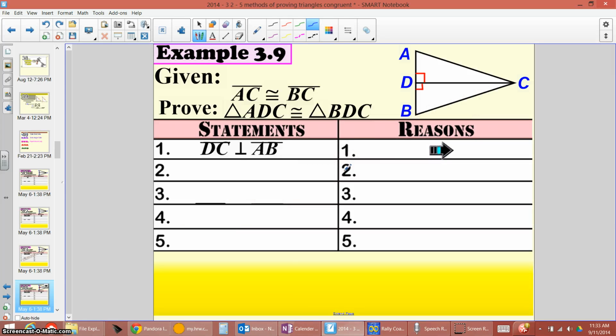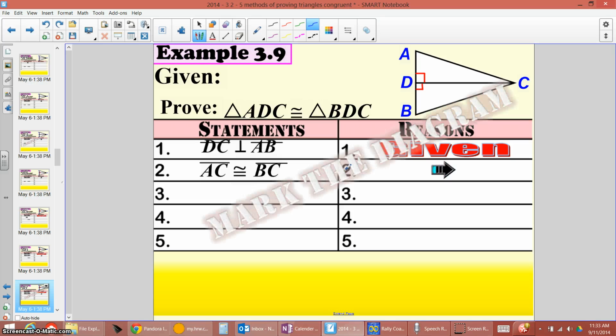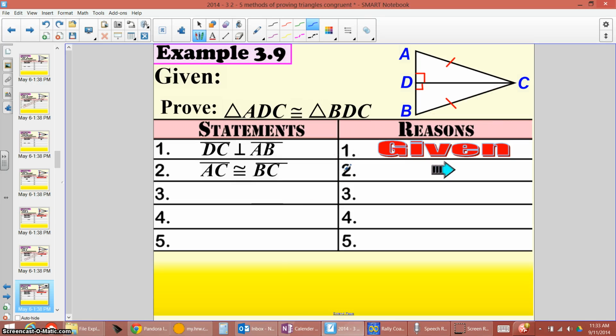I draw it on the diagram, and it's given. Perpendicular means 90 degrees. Now my next statement is AC is congruent to BC. Mark it on the diagram, and then put it as given. Now where am I going to go from here?